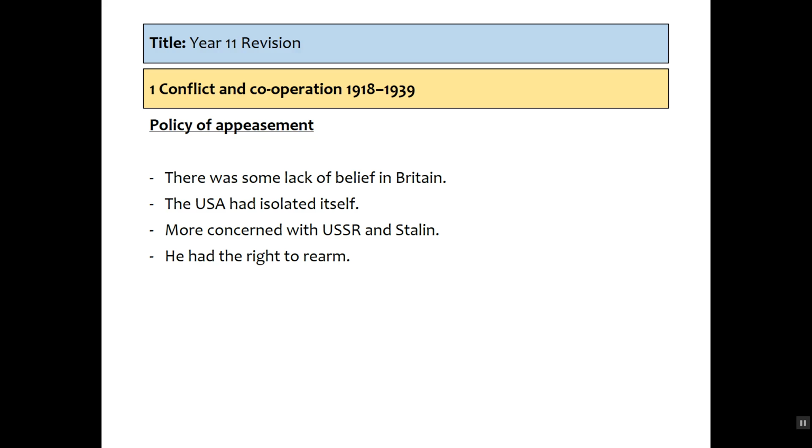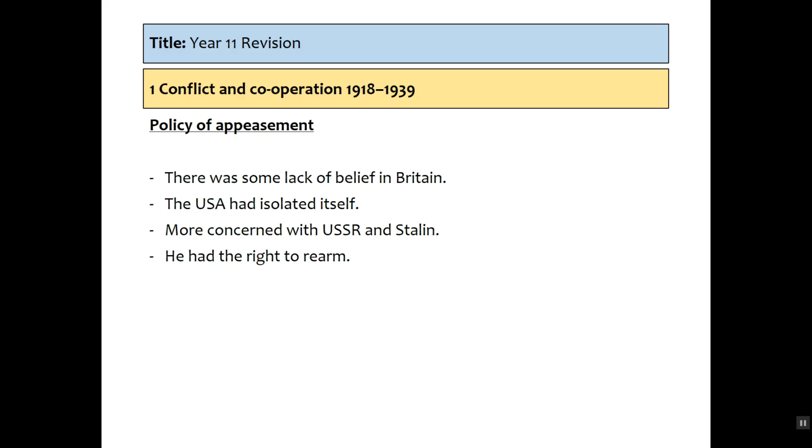Now, the policy of appeasement itself was in part because Britain did not want war. They did not want a world war. The USA had isolated itself. They did not think that they would get help, so their only option was to give in to Hitler's demands. And in reality, the USSR and Stalin was the more obvious threat. Communism was directly opposed to capitalism. The two can't exist in a friendly state. And so Britain and America viewed this as the biggest threat in Europe.